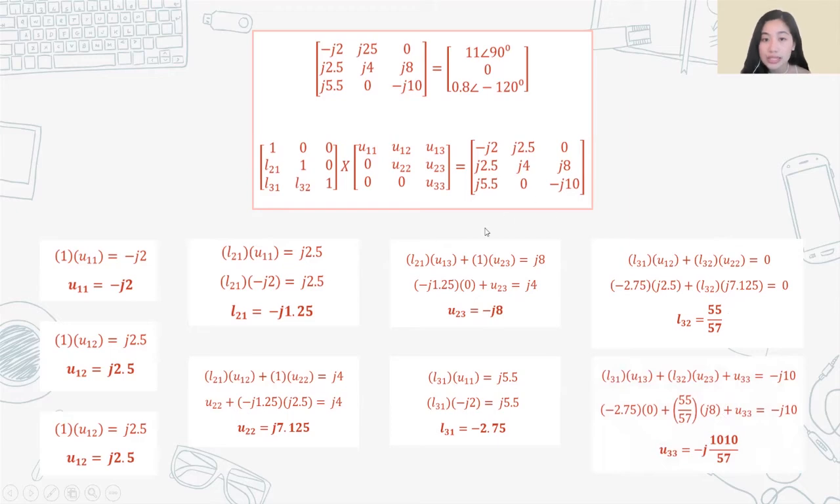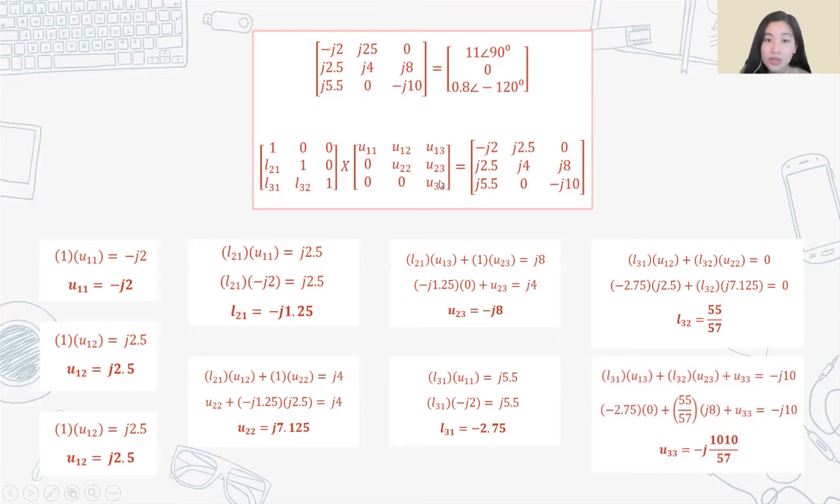Ang U33 natin is this one. So make use of the L31 once again, and by means of multiplying it to U13, i-add natin siya sa L32 and U23, and now basically 1 times U33. I hope you get the pattern on how we are going to solve for a certain value, because nagsasalitan lang yung dalawang matrix, yung sa baba.